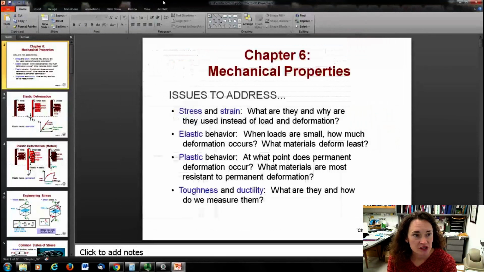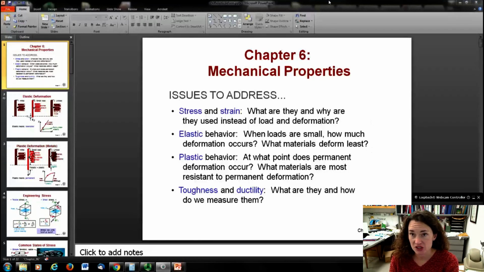So we're going to be starting a new chapter on mechanical properties, chapter 6. The issues addressed in this chapter are, first of all, the concepts of stress and strain. What are stress and strain, and why do we use those instead of the load and the straight-up deformation of the material? We're also going to talk about elastic behavior, and this occurs at small loads, and then how much deformation occurs for a small load, and what materials deform the least, and what are the limitations on that.